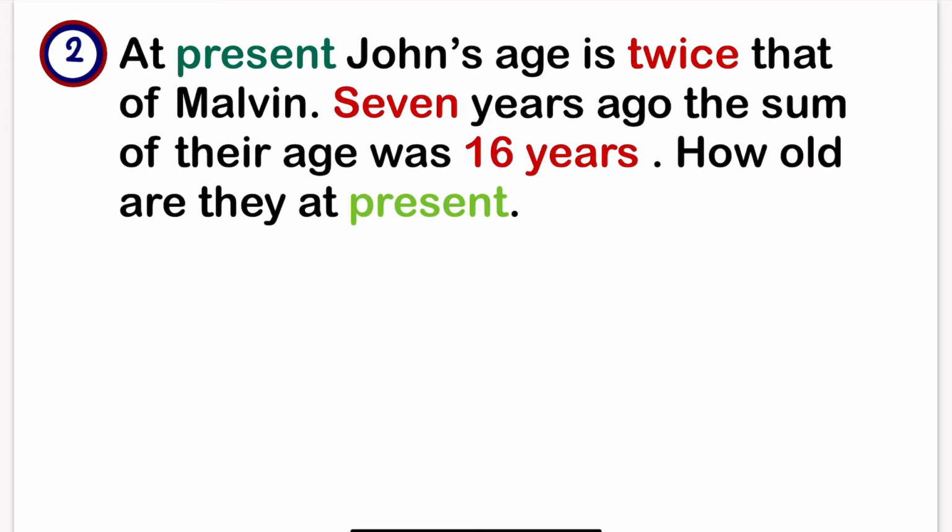At present, John's age is twice that of Marvin. So here we have John and also we have Marvin. At present, John's age is twice that of Marvin. So Marvin will be x and John's age will be equal to 2x because it's twice.